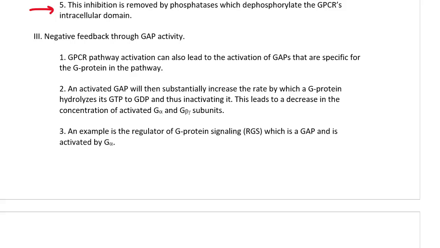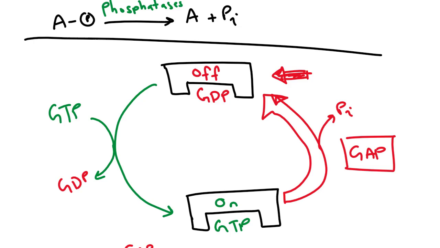Just remembering what GAP activity does, this was our picture from before, and here's our GAP. And remembering that a G-alpha subunit is a monomeric GTPase, or GTP binding protein, that it has GTPase activity. So the GAP actually is a reversible activator of the GTPase. And this will lead to increasing the rate by which the GTP is hydrolyzed to GDP.